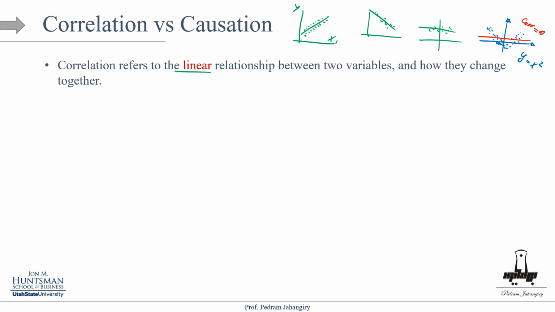But does it mean that there's no nonlinear relationship in the data? Obviously there is. You know that y is equal to x squared, and of course we can add some noise to that. It means that there is a perfect nonlinear relationship between x and y, but the correlation does not capture that. So this is very important, guys.